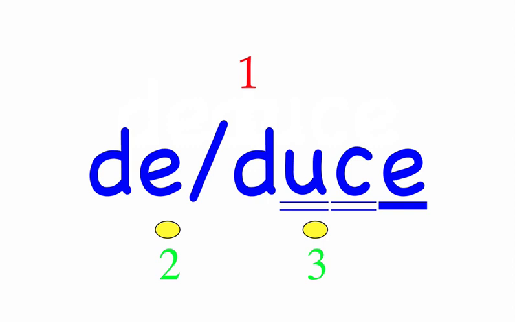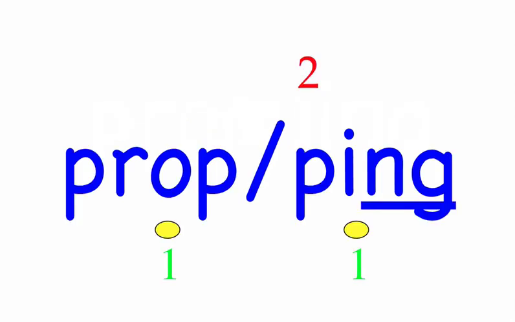Propping. I am propping up my head with my pillow. Prop, 4 sounds. P, R, A, P. Ping, 3 sounds. P, I, ng. Propping. Mark the word.